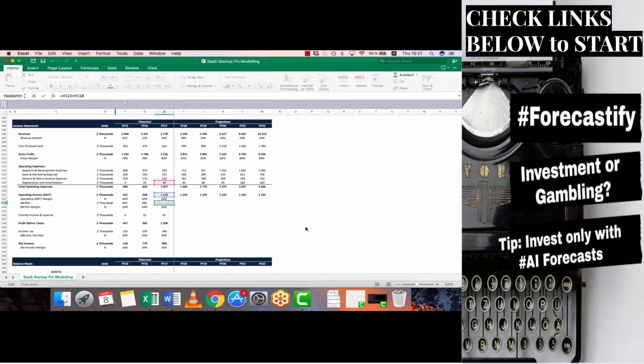Same goes for EBIT and EBITDA margin. So here you are, copying it, pasting. That's fine. One thing on interest income and expense: we don't have the numbers for the cash balance yet, so it would be equal to 0, but the formula is correct.